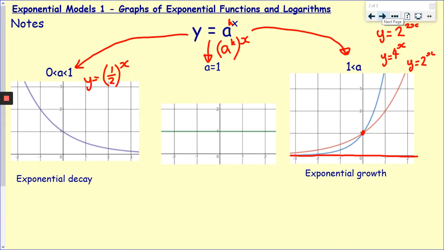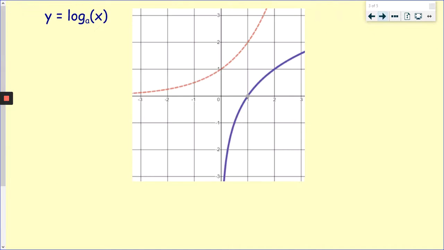Logarithms, the key points: it always goes through 1. The x-axis is an asymptote. It's always above the x-axis. They're your key points. Your log graph is a reflection in the line y equals x of the exponential curve to give you this log curve. And it doesn't matter what a is, the base here, it's always going to look something like this.